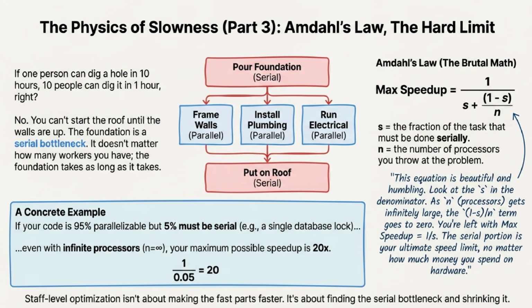When a senior engineer looks at a system design, they aren't looking at the distributed part first. They are looking for the choke point. Is there a single leader node? Is there a single database shard everyone hits? Is there a global lock in the code? If you find a 5% serial bottleneck in a global system, you have found the ceiling of your company's growth, and no amount of cloud scaling will save you from that math.